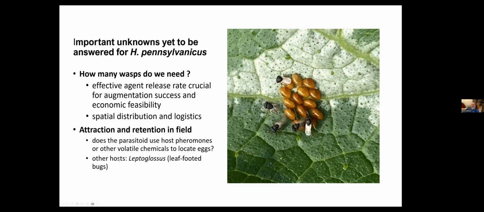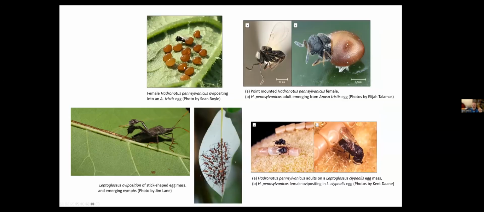Okay, the other questions are, what guides this parasitoid, and can we help it find the eggs? It's pretty good, but on the other hand, like I said with the pests, sometimes things will be attracted and then they'll leave. And one of the reasons they might leave is they have another host called the leaf-footed bug or Leptoglossus. Across the top is the Anasa or squash bug, and here's the Hadronotus again. But in the bottom is the leaf-footed bug, and their egg mass looks very different. You can see them all lined up there like little barrels.